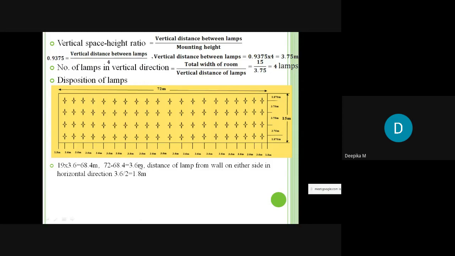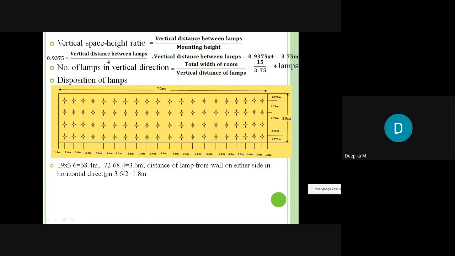So how do we calculate this? The distance of lamp from wall on either side of horizontal direction. You can see here this is the wall. Then the distance of lamp from wall on either side, this is one distance and this is one distance. So combining these two, you'll get 3.6 meter divided by 2, which means 1.8 meter. So 1.8 meter is the distance of lamp from the wall. Understood? So this is this distance.